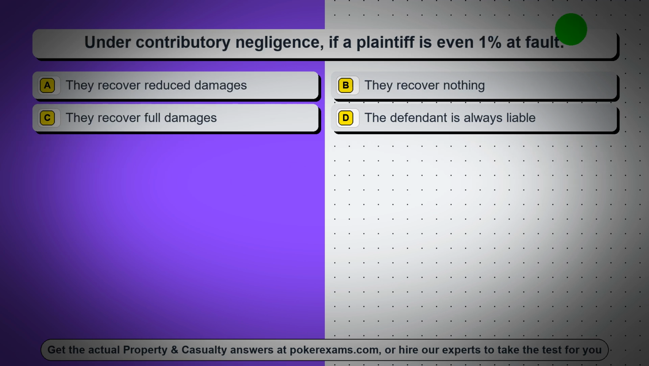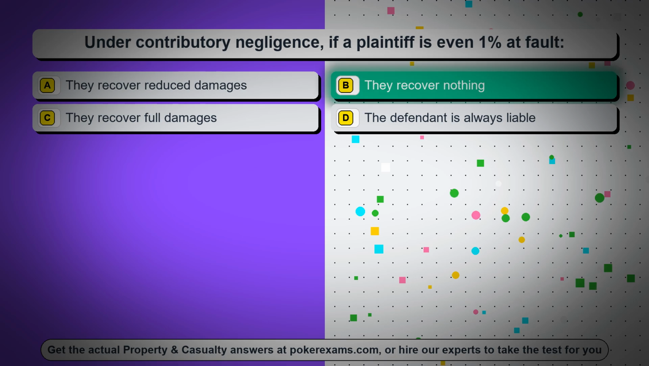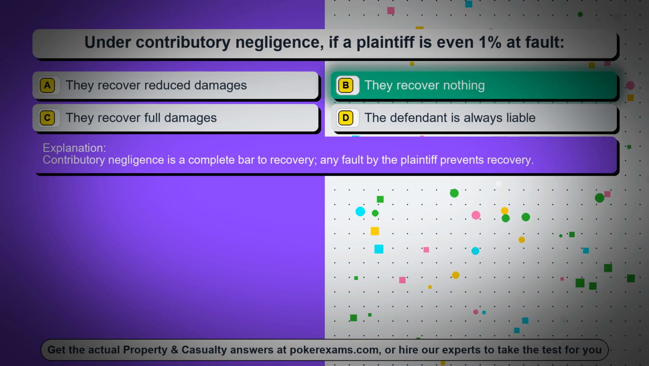Question 82. Under contributory negligence, if a plaintiff is even 1% at fault: Option A, they recover reduced damages. Option B, they recover nothing. Option C, they recover full damages. Option D, the defendant is always liable. The correct answer is option B, they recover nothing. Contributory negligence is a complete bar to recovery. Any fault by the plaintiff prevents recovery.